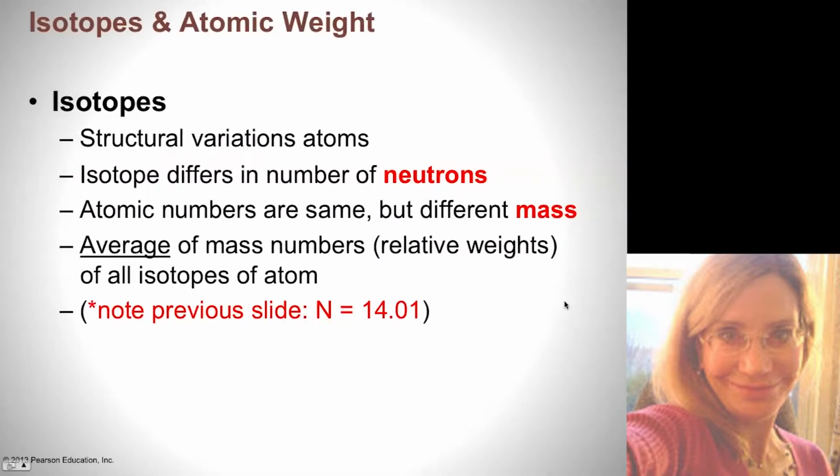So, first we're going to talk about isotopes. This is related to atomic weights or the mass of an atom. An isotope is a structural variation in an atom. The isotope will differ in the number of neutrons. The atomic numbers are the same, but these will have different mass because, remember, I mentioned that each neutron weighs 1 as well as each proton.